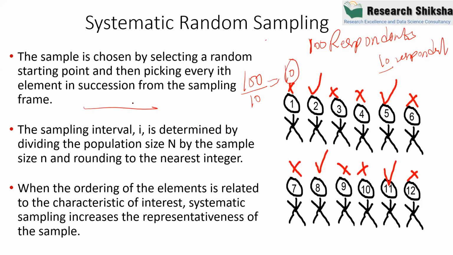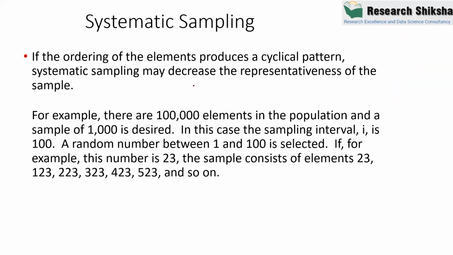Suppose these are the 10 respondents, and I apply simple random sampling, and I got the 7. So I will take the data from the 7th respondent, and all other respondents will be 17th, 27, 37, 47, like this. So the first person comes by random sampling, and all others come at equal distance. 7 plus 10, 17, 17 plus 10, 27, like this. So this method is called systematic sampling.